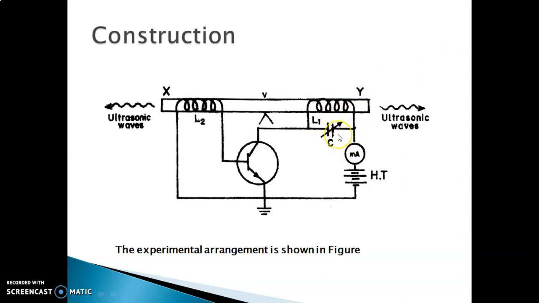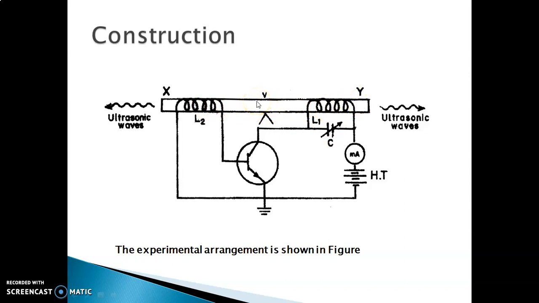Okay, now see this tank circuit, here there is a variable capacitor C. Just by varying this capacitance C, we can change the frequency of the tank circuit. By varying this capacitance value C, we should make the frequency of oscillation of this tank circuit equal to the frequency of vibration of the ferromagnetic rod.